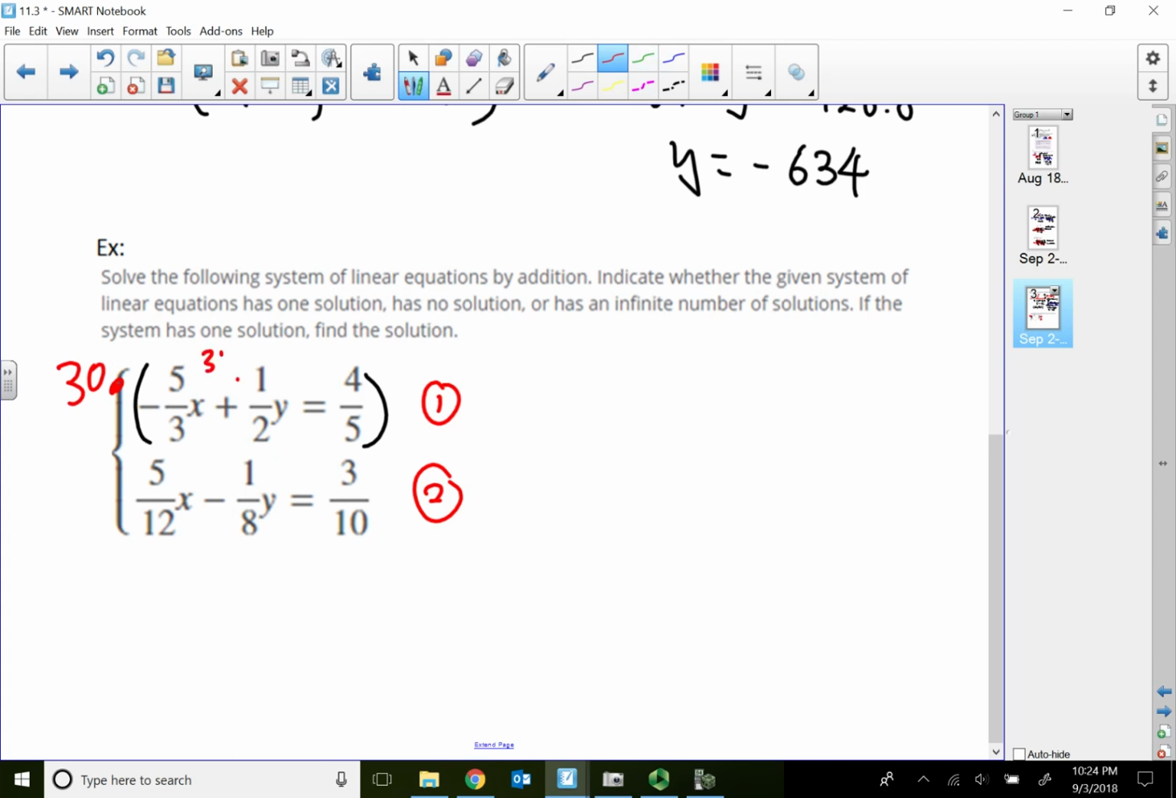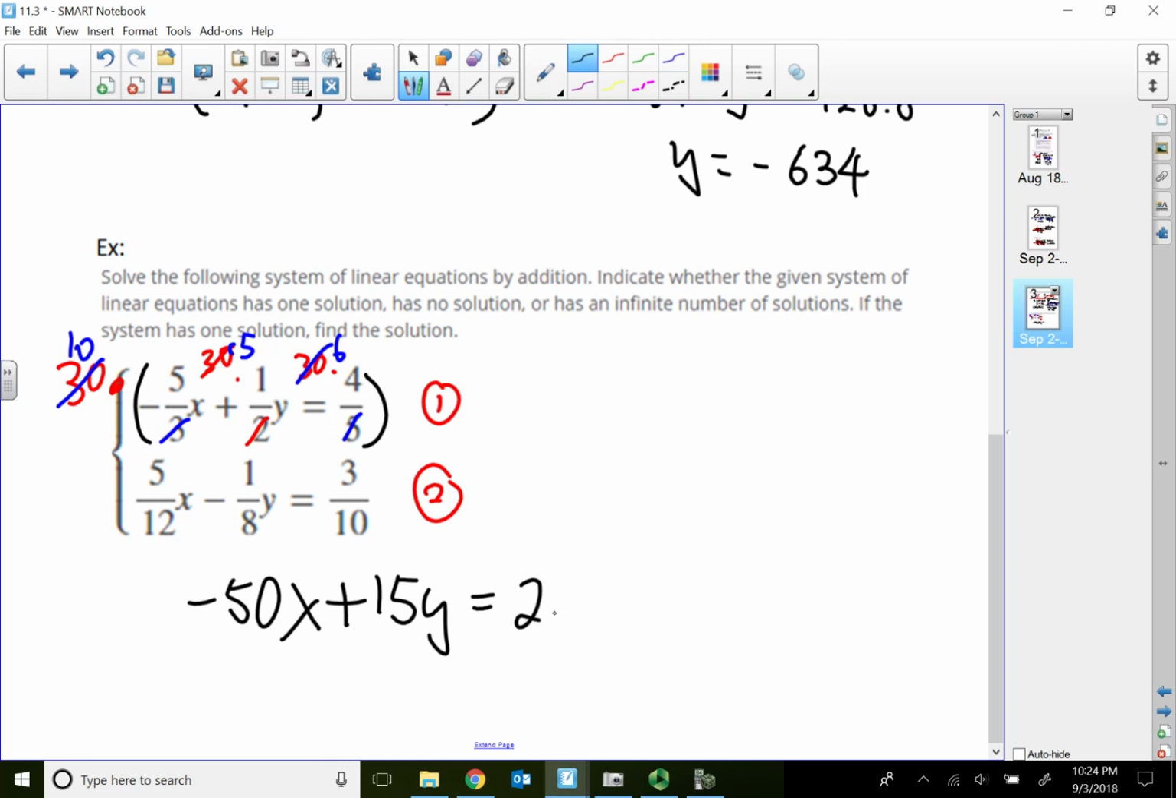Multiply every term by 30. If you're good with this, I showed you how to clear the fraction back in module 9. Top 30, bottom 3 cancel out into 1 and 10. 10 times negative 5 is negative 50x. Top 30, bottom 2 cancels out into 1 and 15. 15 times y, 15y equals top 30, bottom 5 cancels out into 1 and 6. 6 times 4 is 24. I'm going to call this my first equation prime because I worked on it one time for right now.